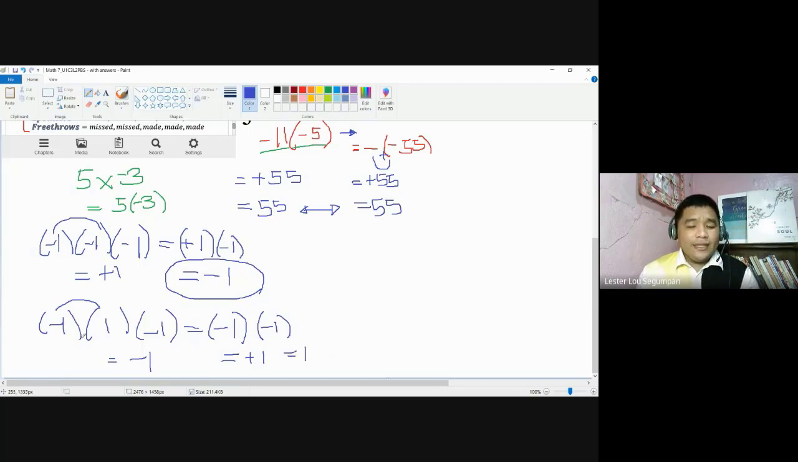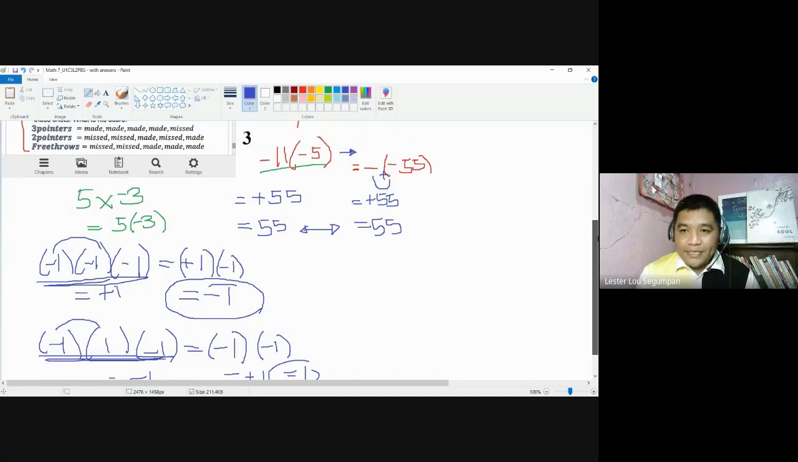See, it is not a guarantee that when you multiply numbers with different signs you will get a negative answer, or when you multiply numbers with the same sign you will get a positive answer, because the rule is just for two numbers. So if you have three or more, do it step by step. Let's proceed to number 4.